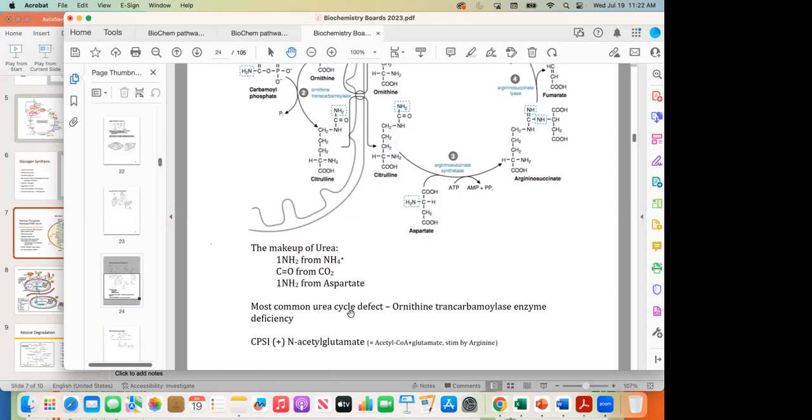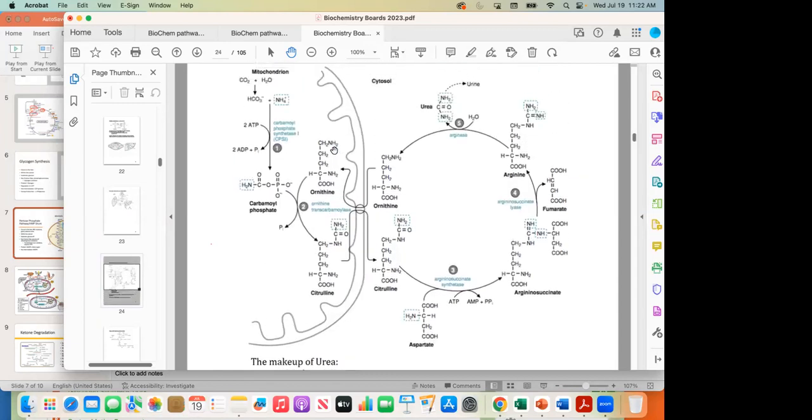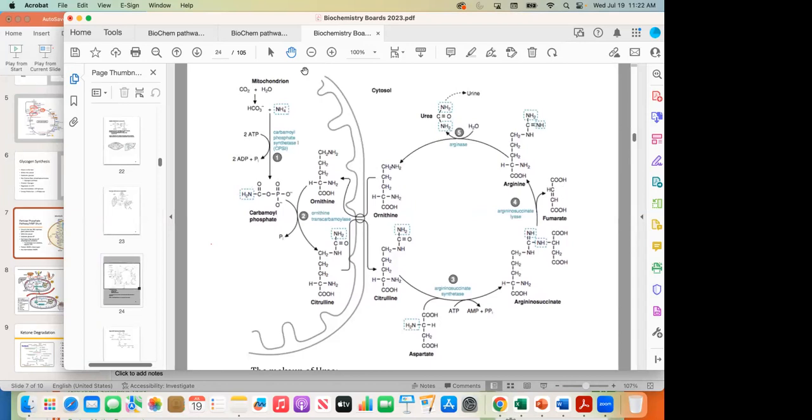The most common cycle defect we'll see is in the ornithine transcarbamylase enzyme. That's here. So the second step is where we see the most common defect or deficiency in people. But we'll walk through this pathway together. So inside your mitochondria, you have carbon dioxide and water. They're creating bicarb.